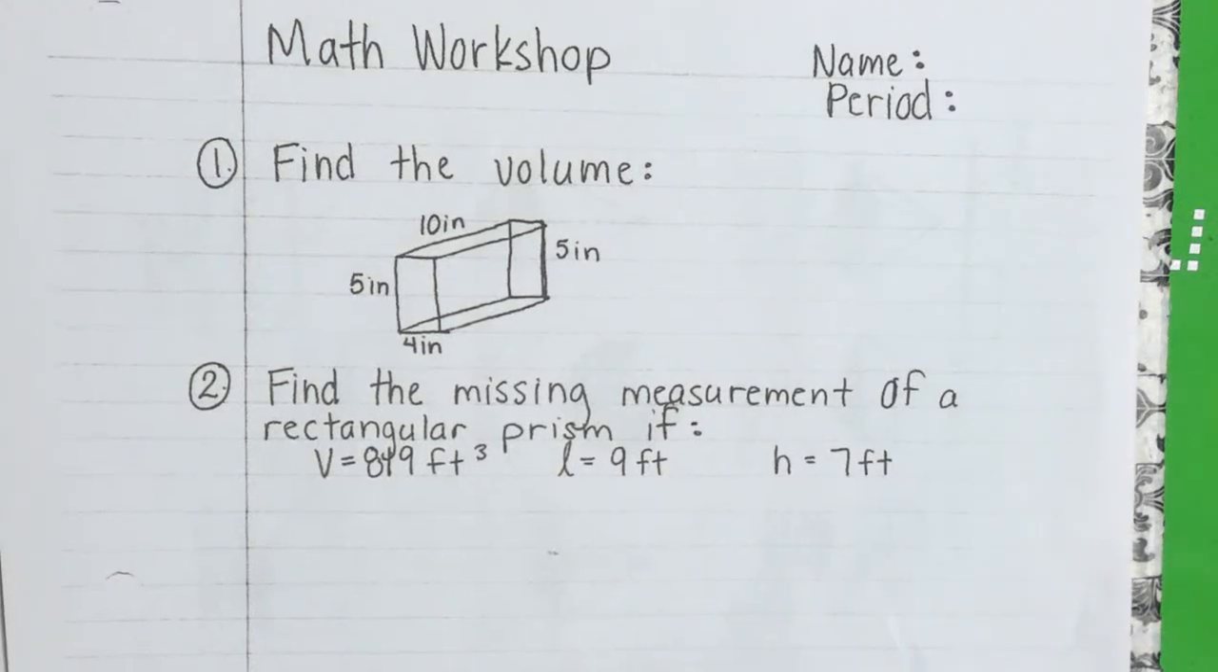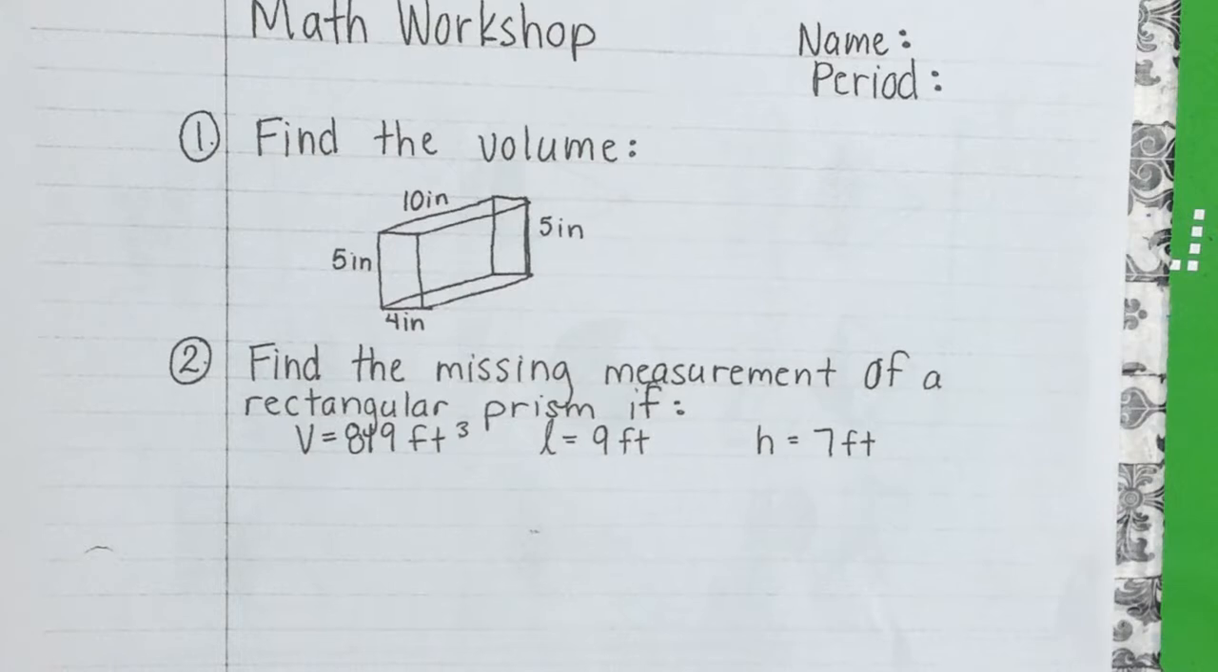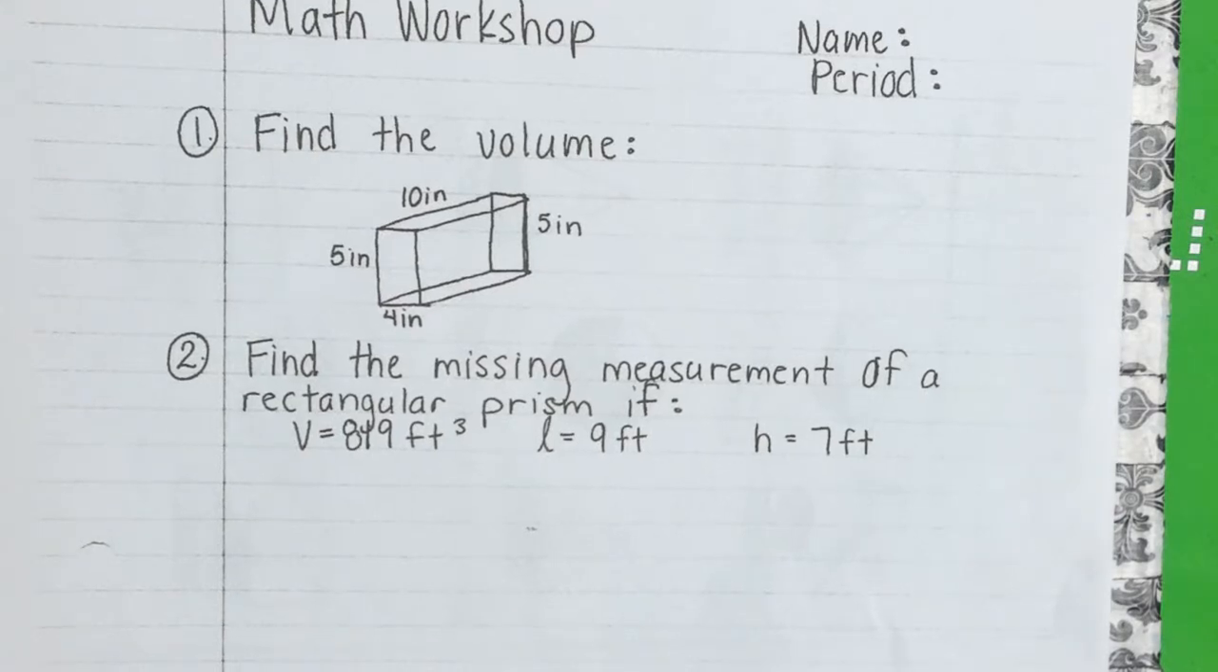Okay, so what exactly is volume? Don't tell me the formula, but what does it mean? The area inside, the space inside. That's the word I'm looking for right there, space. So volume is the space that an object takes up.